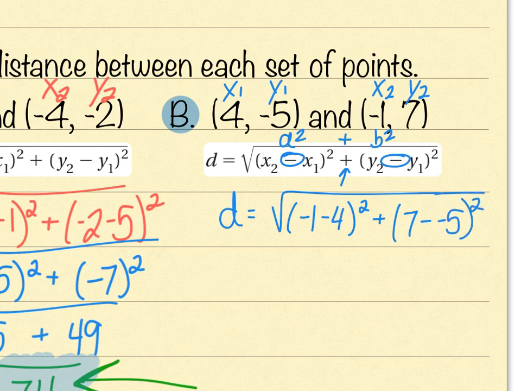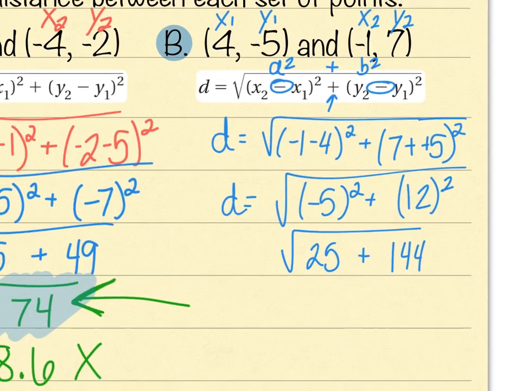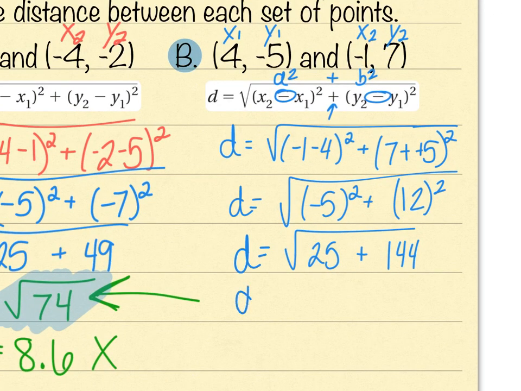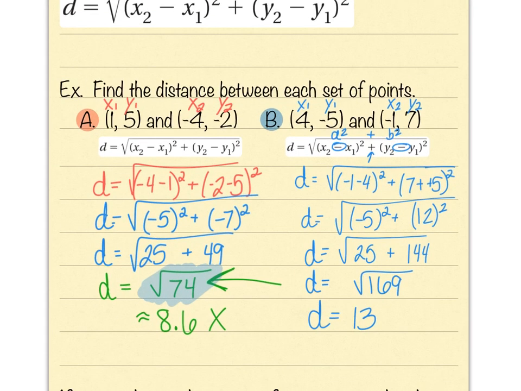Now we know 7 and -5 is the same as 7 plus 5, which is 12. We know -1 and -4 makes -5. We're going to square root these, after we find the square of them first. -5 squared is 25, and 12 squared is 144. And then when we add those together, we get 169, which is a perfect square. So we're going to go ahead and take this all the way down to 13. The distance between these 2 points on the coordinate plane is 13 units.